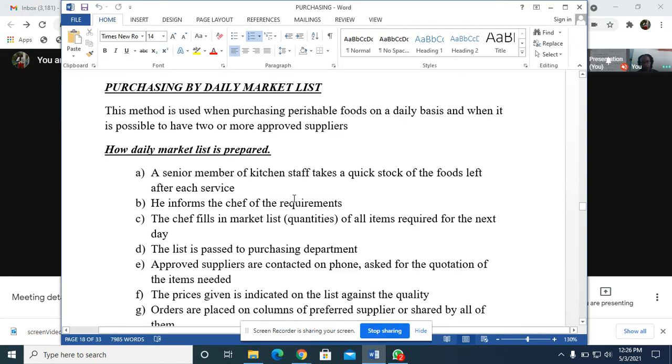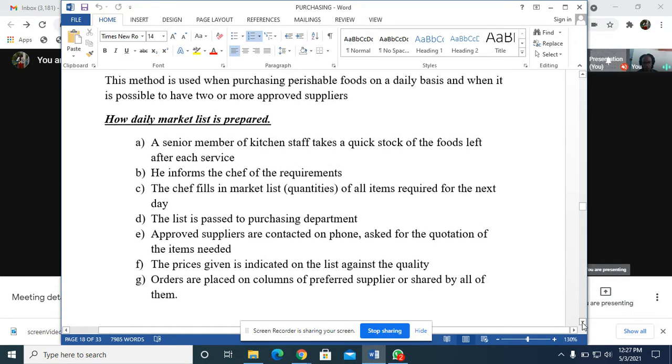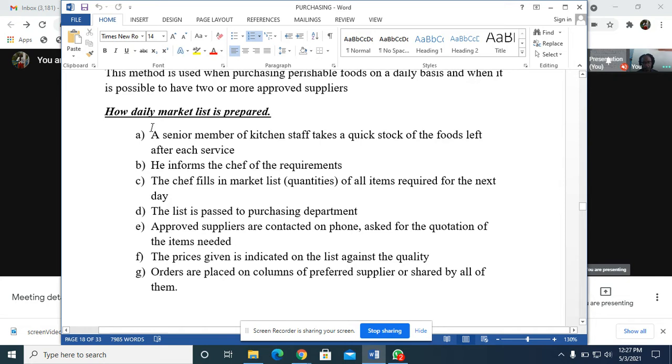I want us to look at purchasing by daily market lists. This method is used for purchasing perishable foods on a daily basis, and when it is possible to have two or more approved suppliers. So we have the guideline on how the daily market list is prepared. It is usually used for perishable commodities like fruits, vegetables, milk, and such other like items.